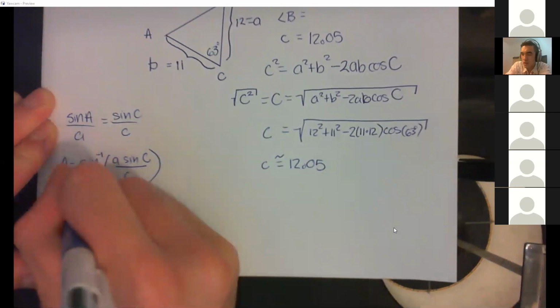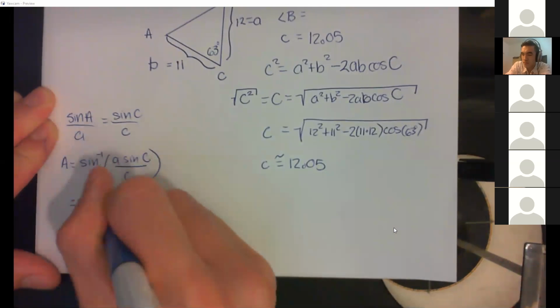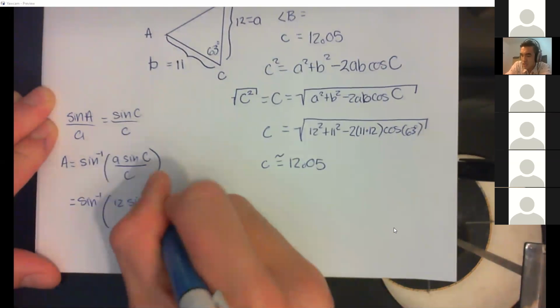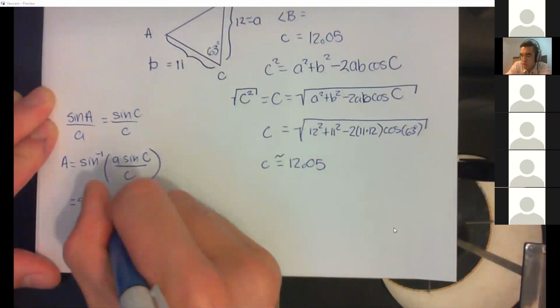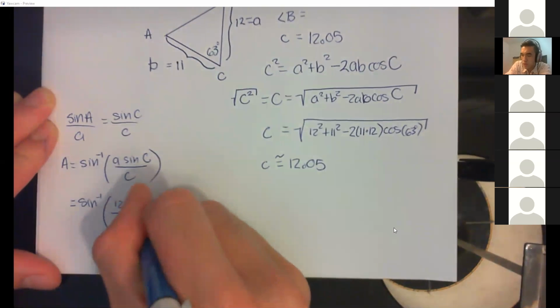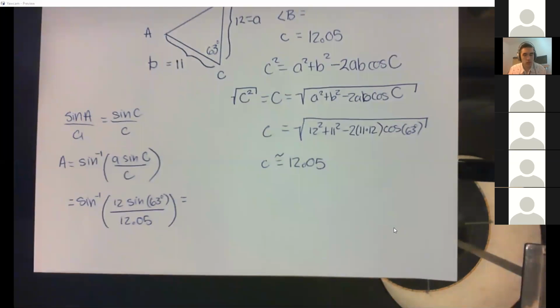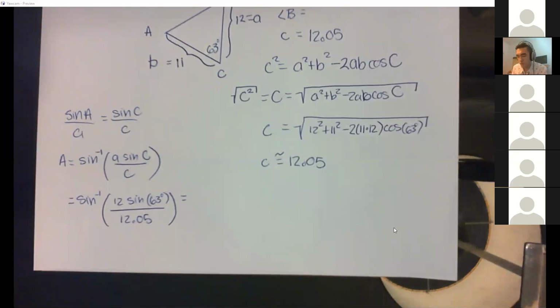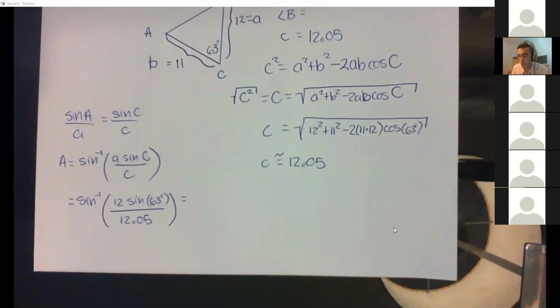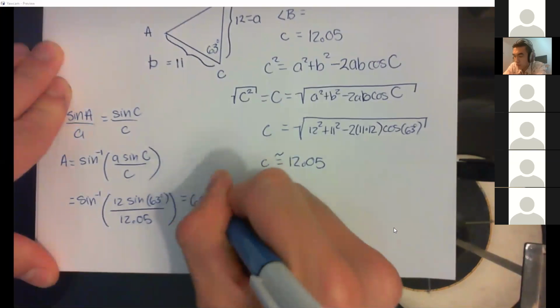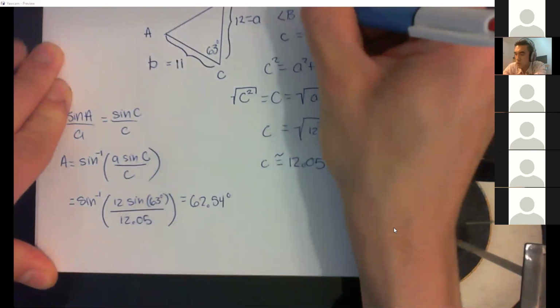Nonetheless, this is going to be equal to the inverse sine of 12 sine 63 degrees, divided by 12.05, which we just solved for. And so this is going to give us angle A very quickly. That is to say, inverse sine of 12 sine 63 divided by 12.05. And we get that the angle here, I believe, is 62.54 degrees.